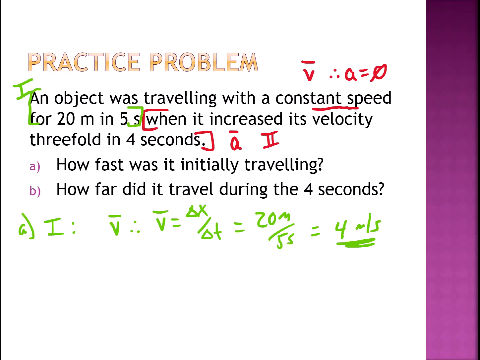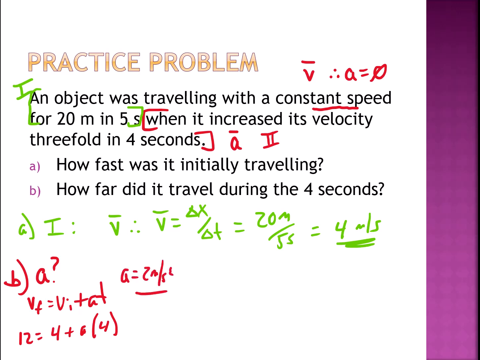Now for part B, there's an acceleration, which means I have to use one of the three kinematics equations that have acceleration in them. The only problem is the answer for part B is asking me how far. That means I first have to figure out what the acceleration is. Otherwise, I would always have two variables. I know that the initial speed is 4. I know the final speed is going to be 3-fold faster, so that's 12. I'm solving for a. My time is 4 seconds. My acceleration during part 2 is 2 meters per second squared. I needed to do this work first, so I can now find the answer to part B.